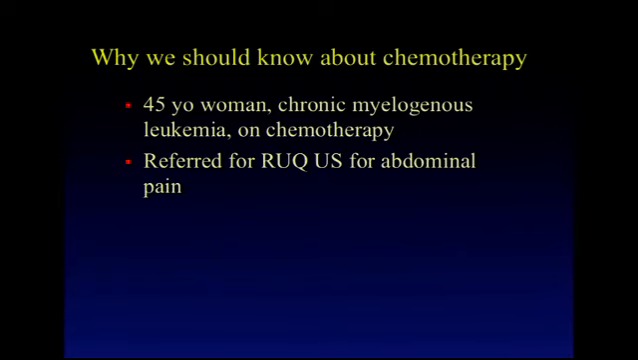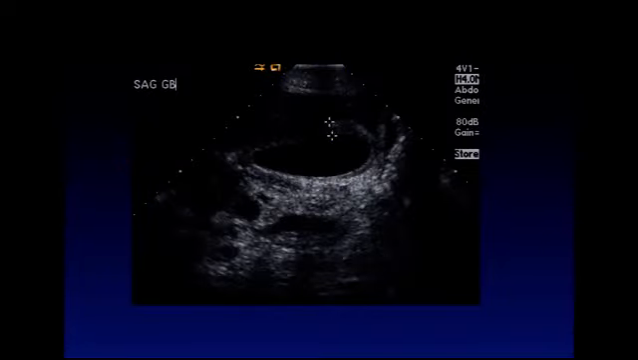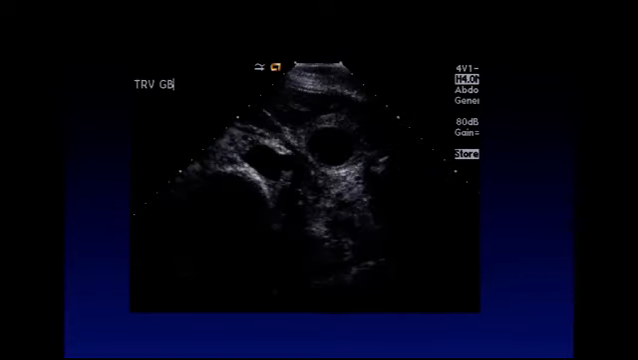So, a brief case: why should we know about chemotherapy? I want to show you an example. This was a 45-year-old woman who had chronic myelogenous leukemia undergoing chemotherapy. She was referred for a right upper quadrant ultrasound for some abdominal discomfort. These are images from that study, and we can see that the gallbladder wall was diffusely thickened here on this sagittal view. On the transverse view, again, diffuse thickening and perhaps a little bit of sludge we can see here dependently.